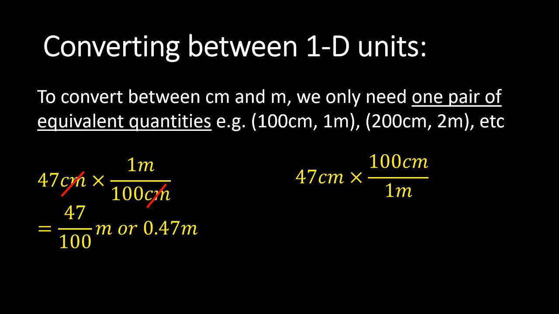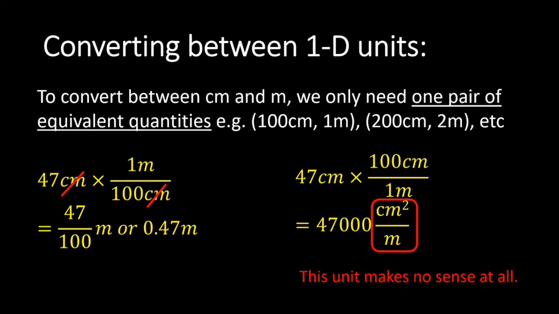If you're wondering, what if you messed up and do the reverse? Let's see what happens. If we actually multiply 47 centimeter by 100 centimeter over 1 meter, in the numerator, the unit becomes centimeter square, while in the denominator, we have meter. This unit centimeter square over meter makes no sense at all, and we know that we have made a mistake. We can then do the reverse to correct ourselves.